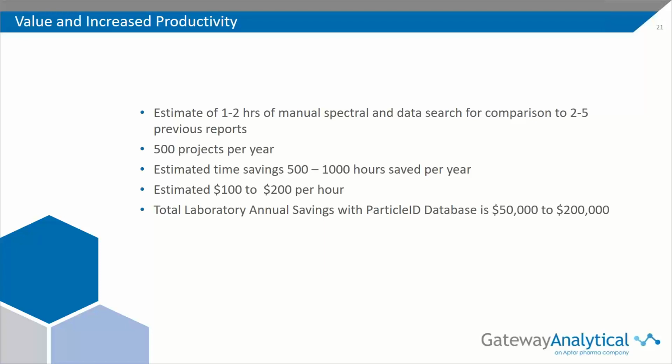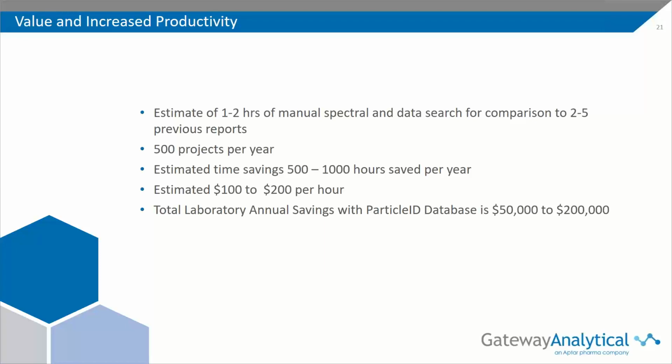Estimated that it's going to save about 1 to 2 hours of manual spectral and data search for comparisons to multiple previous projects. So, for example, if we have an unknown particulate and we need to search it back against 3 to 4 other investigations that may have happened over the last year, a lot of the stuff typically in some of these environments is done manually. Using a database saves about 1 to 2 hours in that process. So if you were estimating 500 projects per year, the estimated time savings is between 500 and 1,000 hours, man hours saved going through this process.